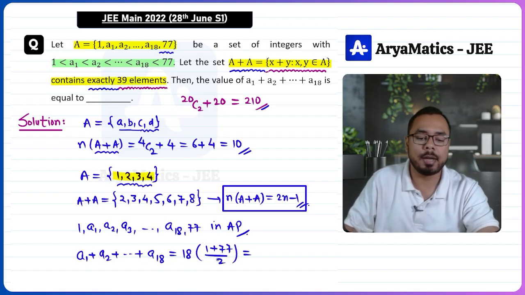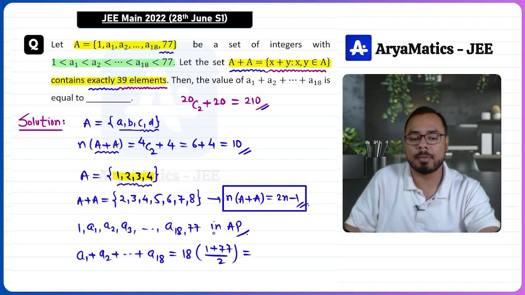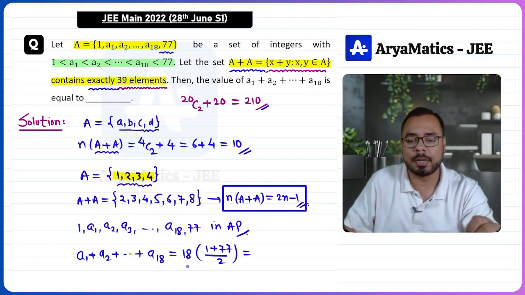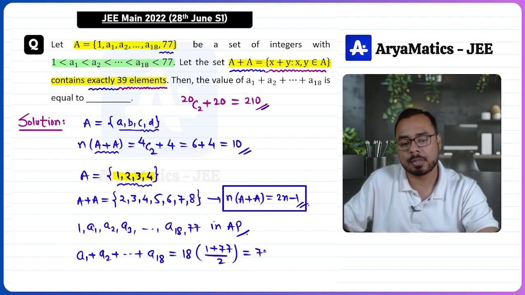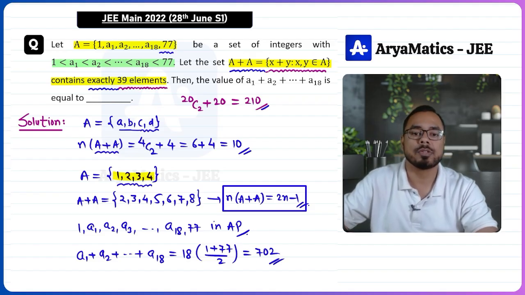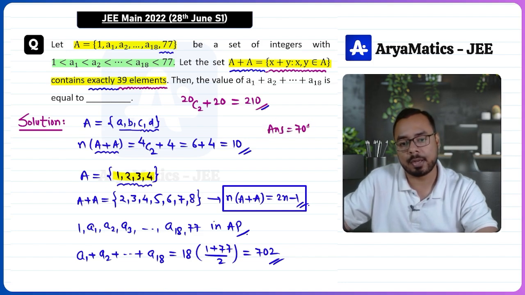This sum will be 18 times the single arithmetic mean between 1 and 77. So 1 plus 77 by 2. So that will give us 39 into 18, which is 702. So therefore the correct answer for this problem will be 702.